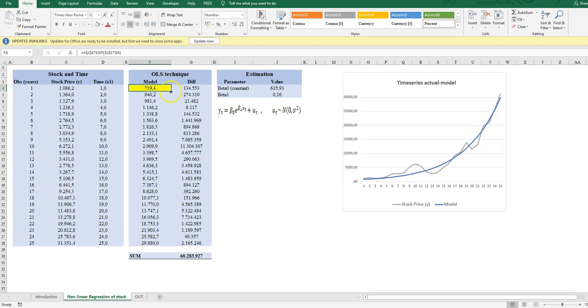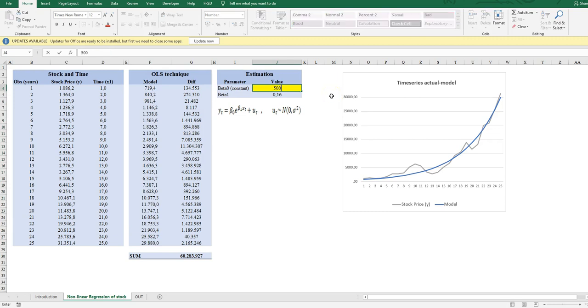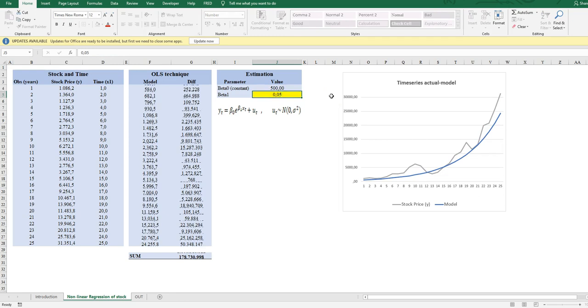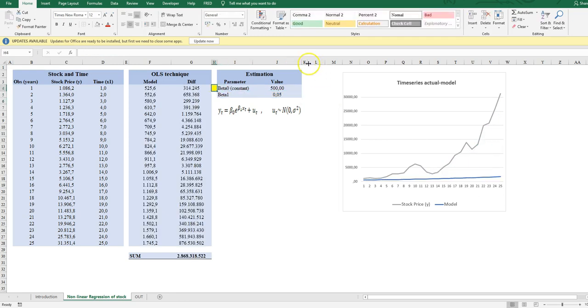And this I do all the way. I'll just put in some other values, because those values were the correct values.